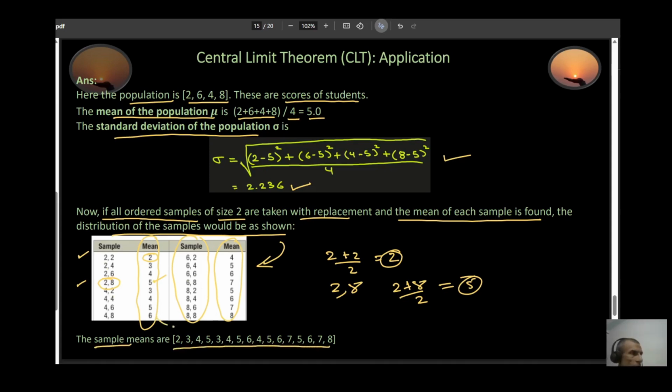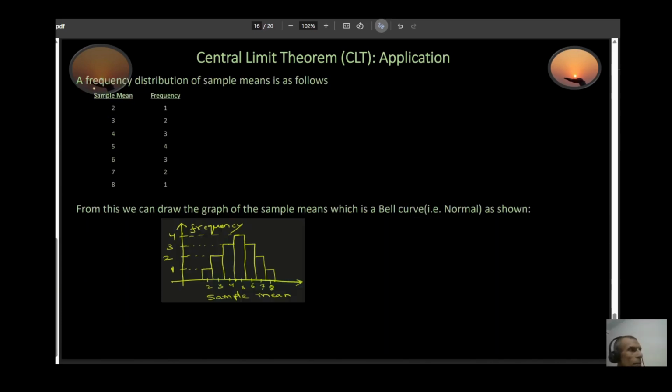So this data right here is this one right here. Okay, then let's scroll down a little bit. Now let me create a table. This table is actually a frequency distribution of my sample means. So how many twos are there in my sample mean? There is a 2. How many twos are there? I write a frequency 1.